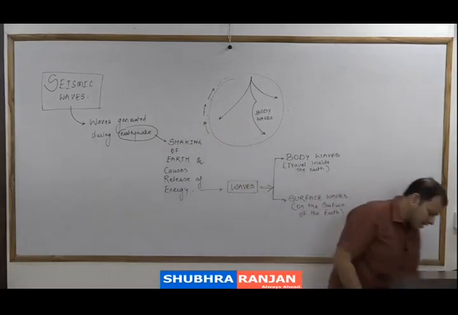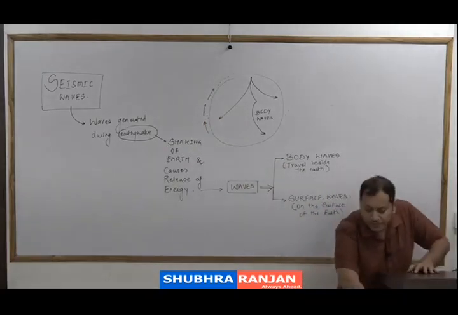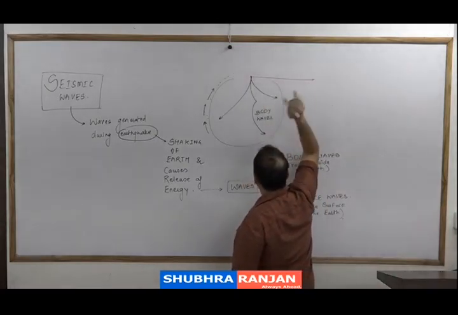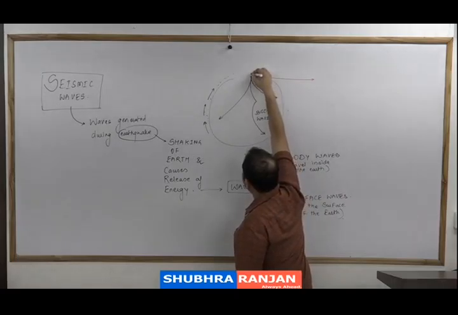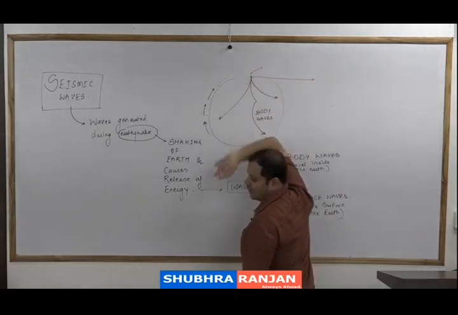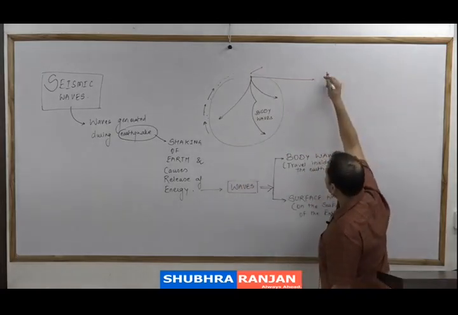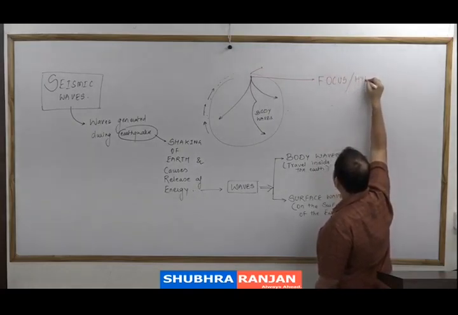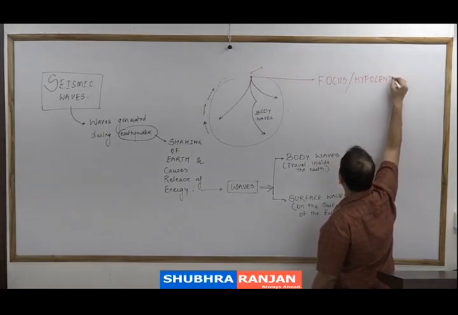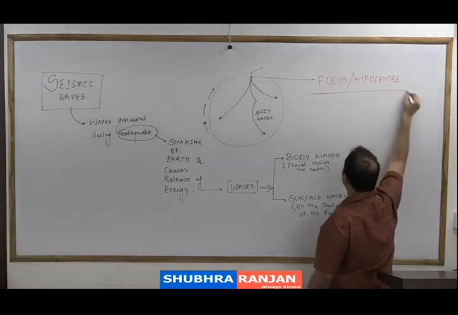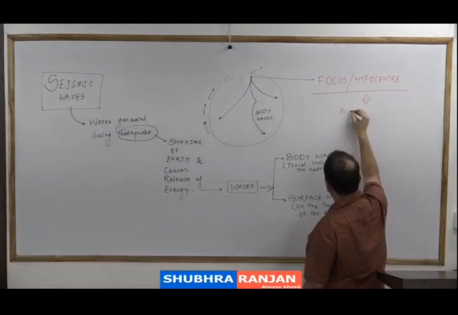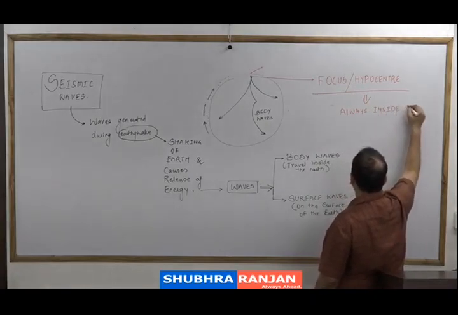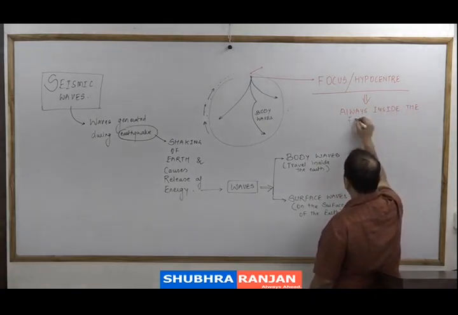Now, before we go to the seismic waves, there are two points which we should know in an earthquake. One is this point, which is located always inside the earth. What will you call this? And above it there is a point which is always on the surface of the earth. So this inside point is known as the focus, or the hypocenter. Always inside the earth, and it is the point where the earthquake waves are generated.